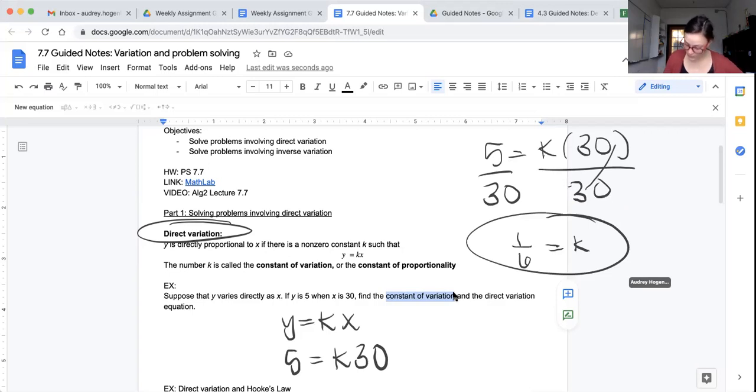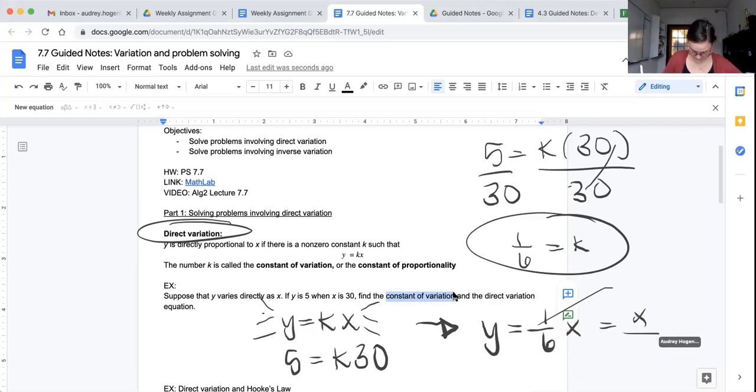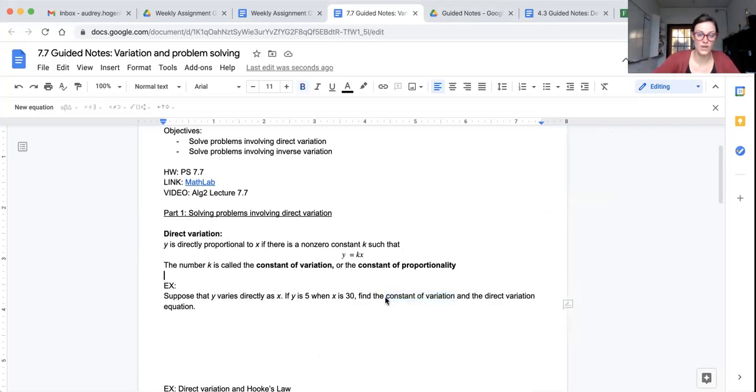And then after we find the constant of variation, we just plug that back into the direct variation equation right here. So y is equal to kx. In this case, y is equal to 1/6 x, or x over 6. And that is our direct variation equation for this problem. So k will change depending on the information that you're given in the problem. In this case, it's 1/6. But if it had been different numbers, then we would have gotten a different constant of proportionality. Okay, so that's an easy problem.